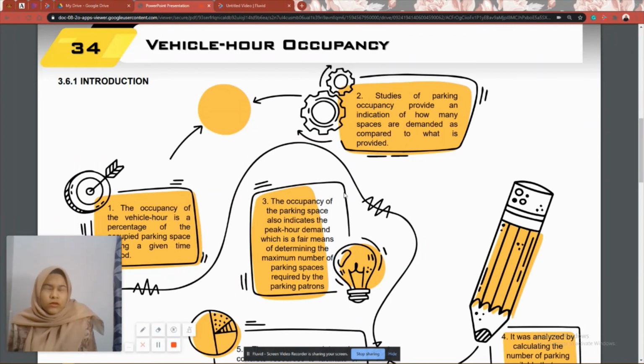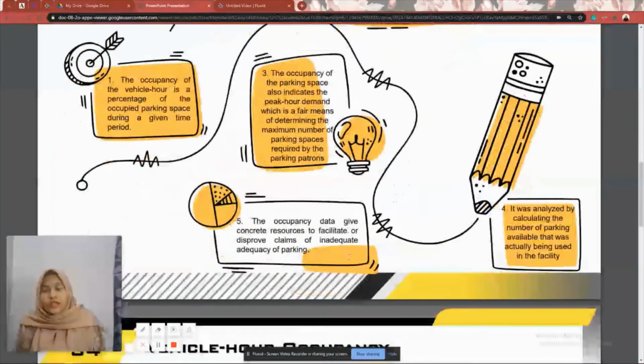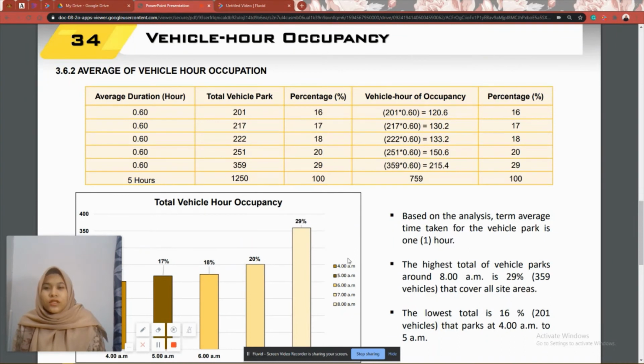Bismillahirrahmanirrahim. Assalamualaikum warahmatullahi wabarakatuh. My name is Nafatin Farhana binti Faisal from Group Parking Supply and Demand. I would like to present about the vehicle hour occupancy. Vehicle hour occupancy is the percentage of occupied parking space during a given time period. The vehicle hour occupancy was analyzed by calculating the number of parking spaces available that were actually being used at the site. So this is the average of vehicle hour occupancy.